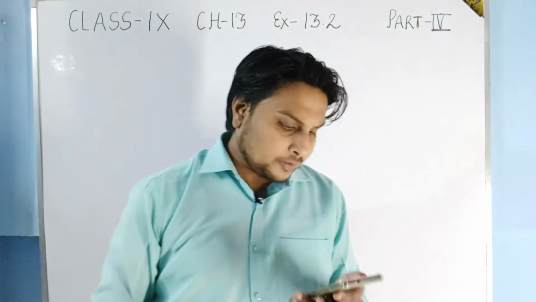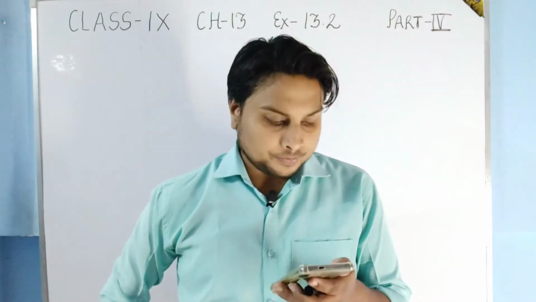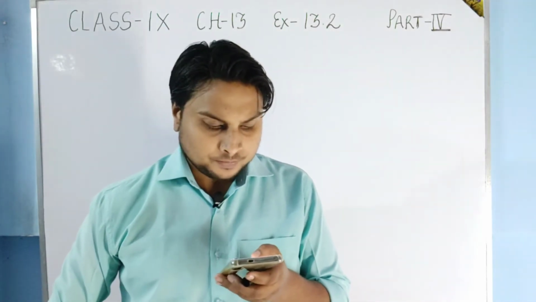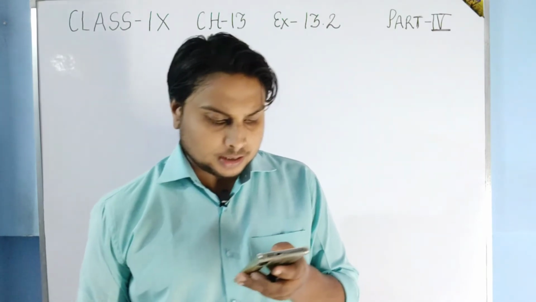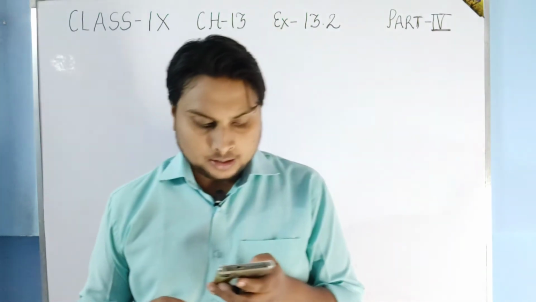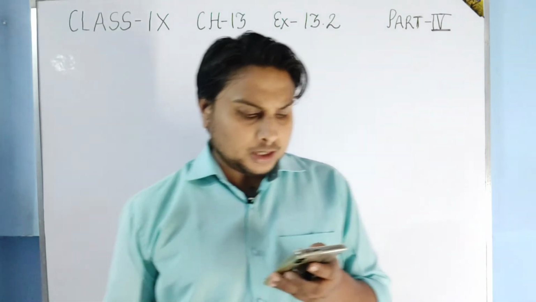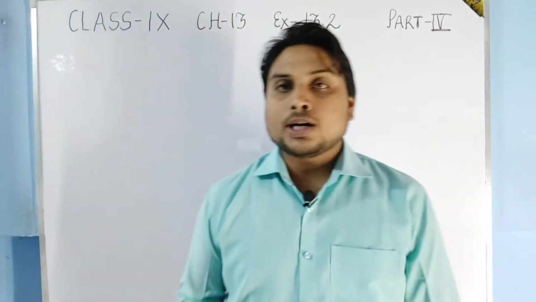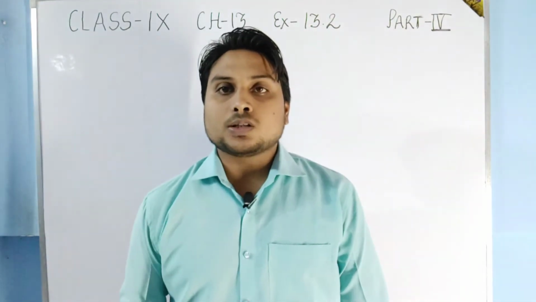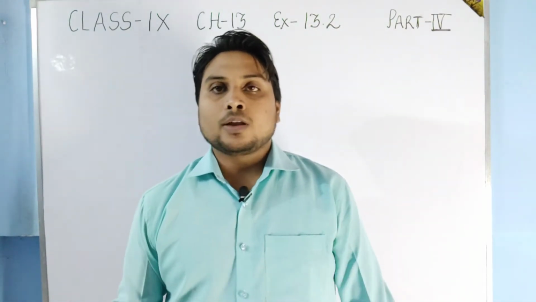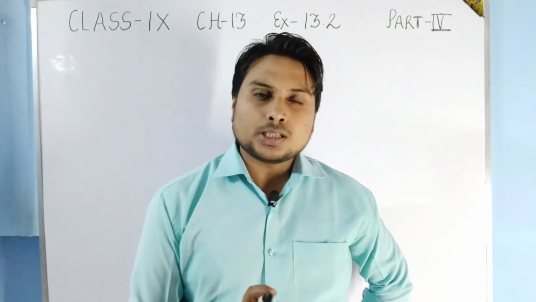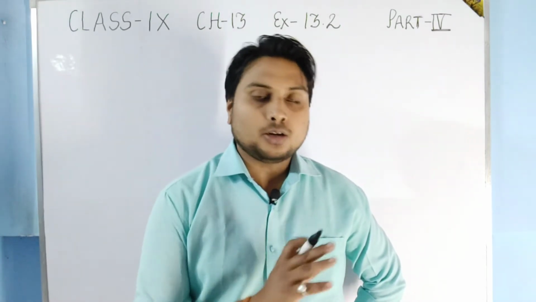Coming to question number 5, students. Question number 5 is what? A cylindrical pillar is 50 centimeter in diameter and 3.5 meter in height. Find the cost of painting the curved surface area of the pillar at the given rate. So students, we have to find the total cost of painting the pillar. Okay, so you know very well, the unit cost is given, and you have to find the total cost.